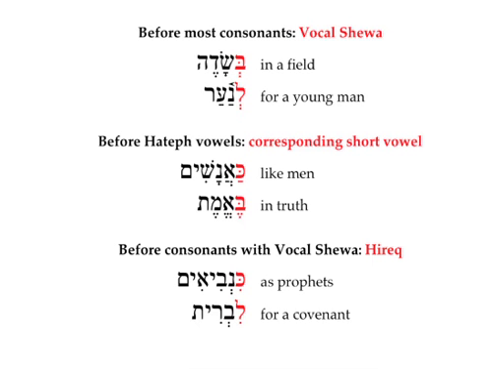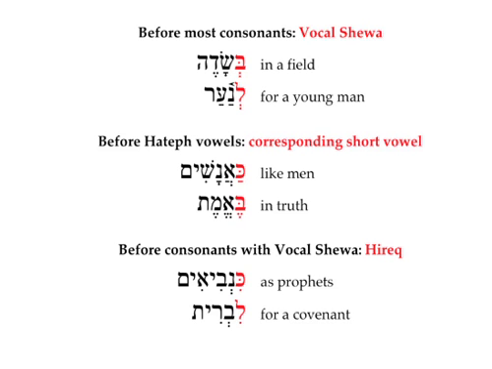In our second category of spelling options, the inseparable prepositions are spelled with short vowels. Now these short vowels derive from the fact that they're prefixed to words that begin with a syllable having hatef vowels. Now you'll remember from our last chapter, the lecture on the definite article and the conjunction vav, the conjunction vav also is spelled with a short vowel when it is prefixed to a word that begins with a syllable having a hatef vowel.